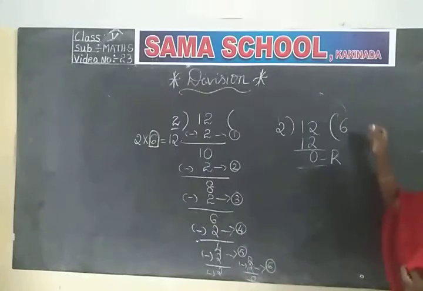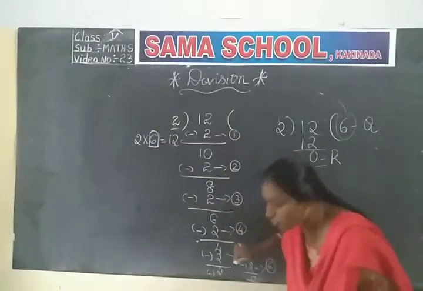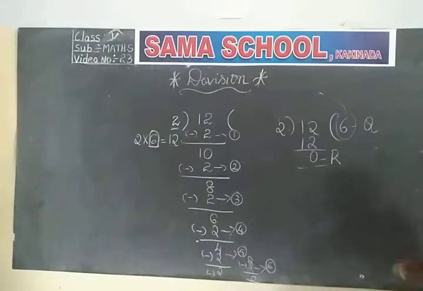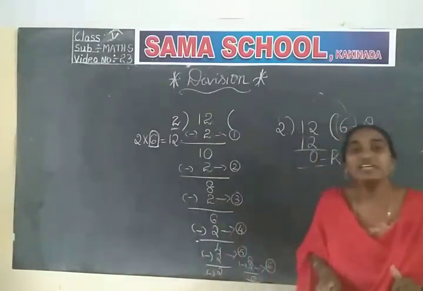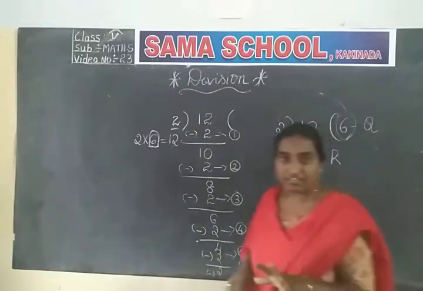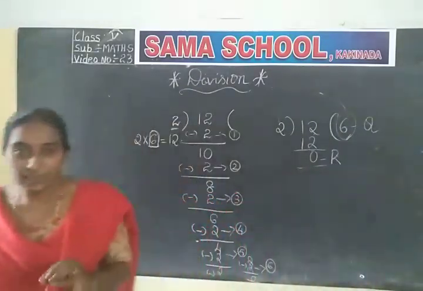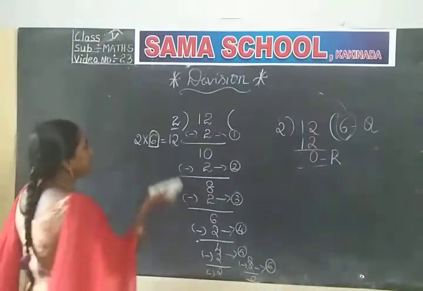0 remains. See here, you got 6 as the quotient, and how many times have you subtracted 2 here? 6 times. So when you do division you get the same answer. When you do the repeated subtraction also you get the same answer. This example represents that division is repeated subtraction. Division is repeated subtraction. Let me explain with some other number.